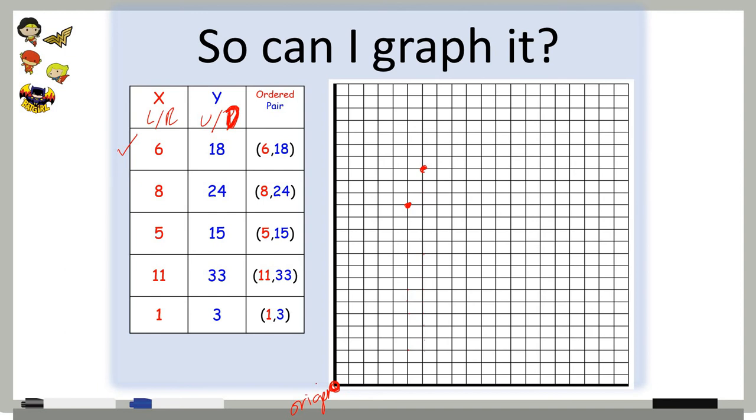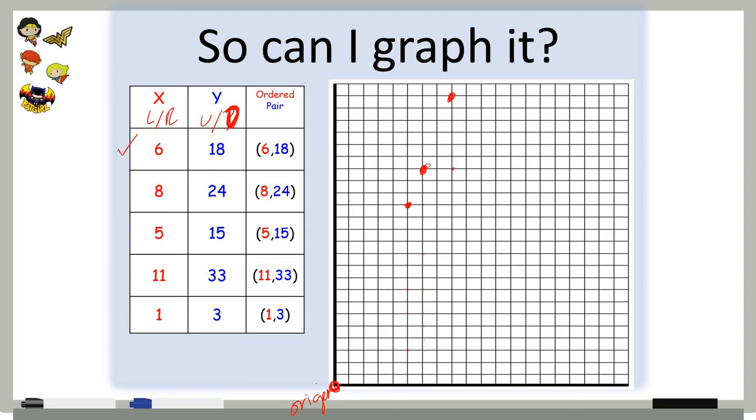All right, so the next one is 8 and 24. So the nice thing is I know this spot right here is at 6, 18. So I can go over 2 because this is 6. So then 7, 8. And then if this is 18, I need to go up 6 more. So 18, 19, 20, 21, 22, 23, 24.